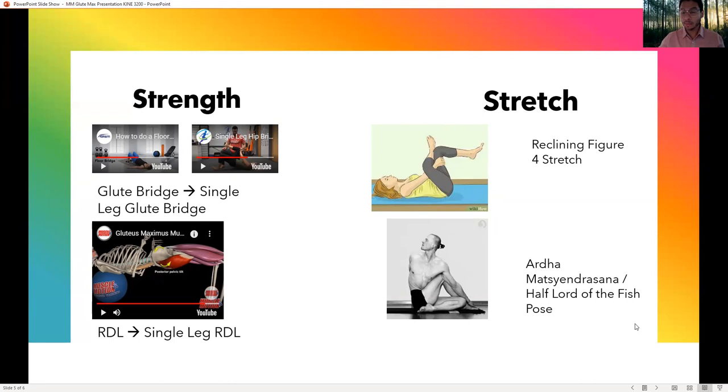A progression or a deeper stretch would be Ardha Matsyendrasana. This is a yoga posture called Half Lord of the Fish. You can see in the black and white photo here, the gentleman is in maximal hip flexion with internal rotation. And this will definitely stretch the glute muscle.